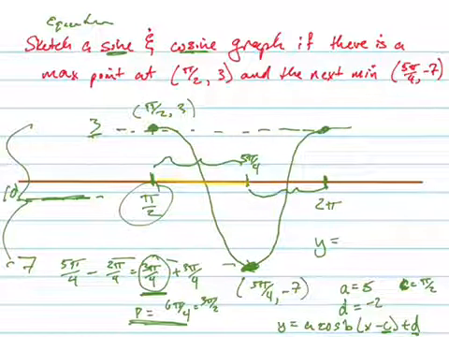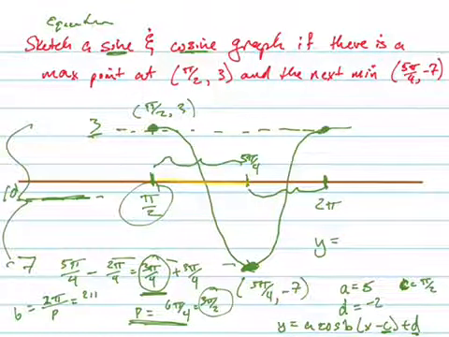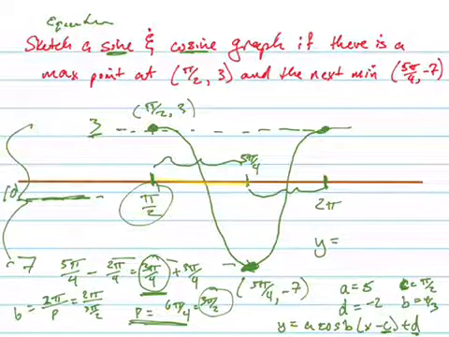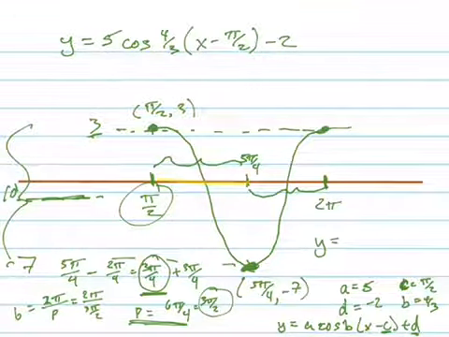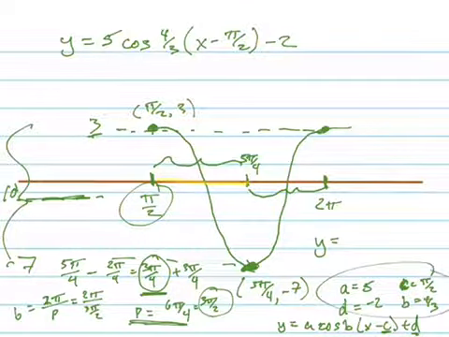And our B, remember, B is related to pi. B equals 2 pi over the period. Our period, we said, was 3 pi over 2. So it's 2 pi over 3 pi over 2, flip and multiply. The pi's cancel, it's 4/3. B is 4/3. So there's all the stuff that we need. So our equation is 5 cosine of 4/3 times (x minus pi over 2) minus 2. All I did is put those A, B, C, D's in there.